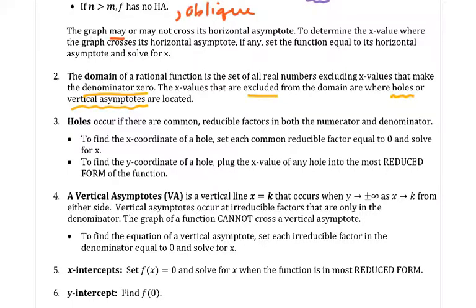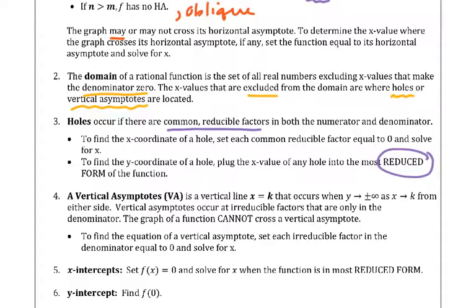Holes, we talked about this on the last example, are very important. They're common, reducible factors, so things that you can cross out. They're going to occur in both the top and the bottom, the numerator and the denominator. In order to find the hole, set each common reducible factor equal to 0, solve, and then plug it into the reduced version. Again, we'll do another example.